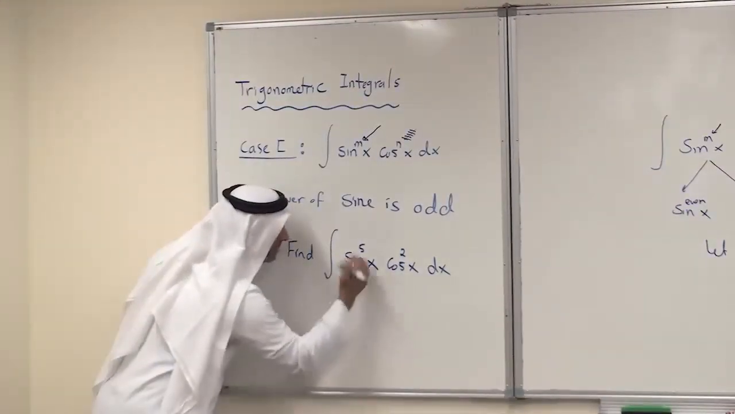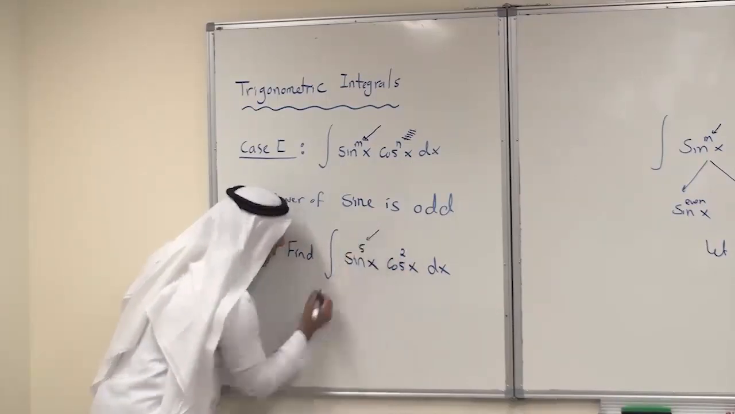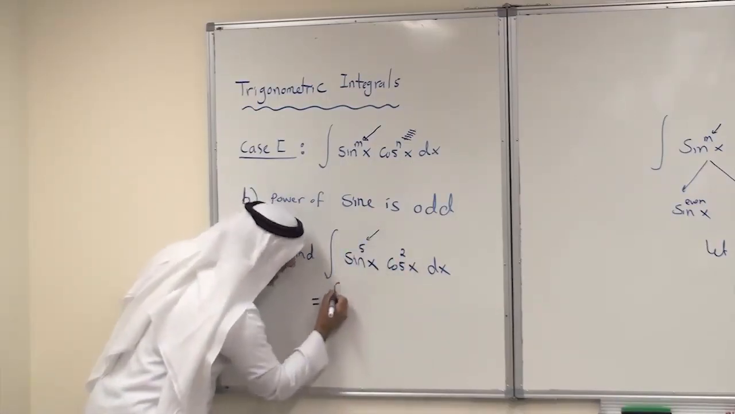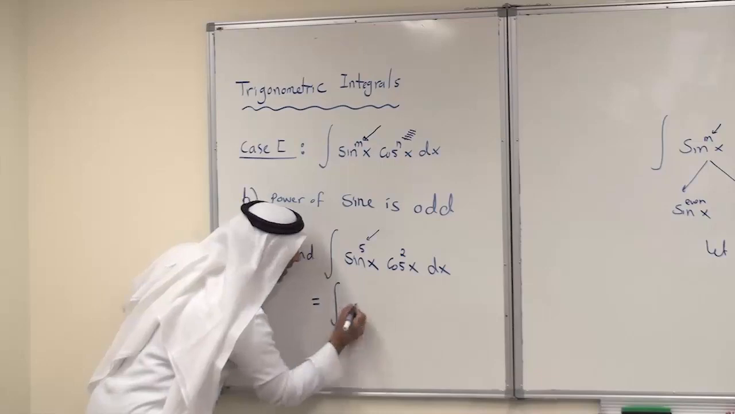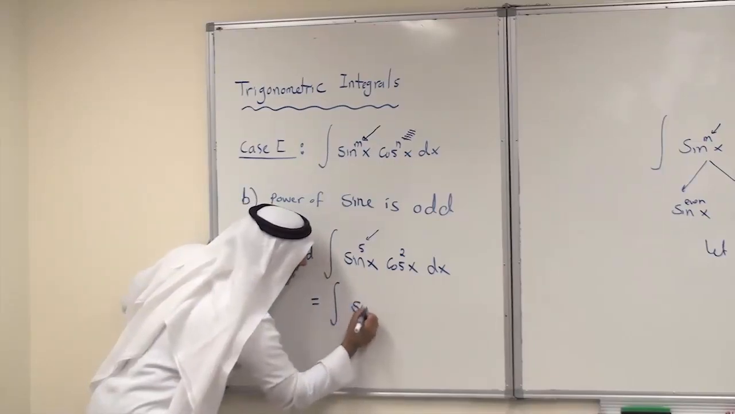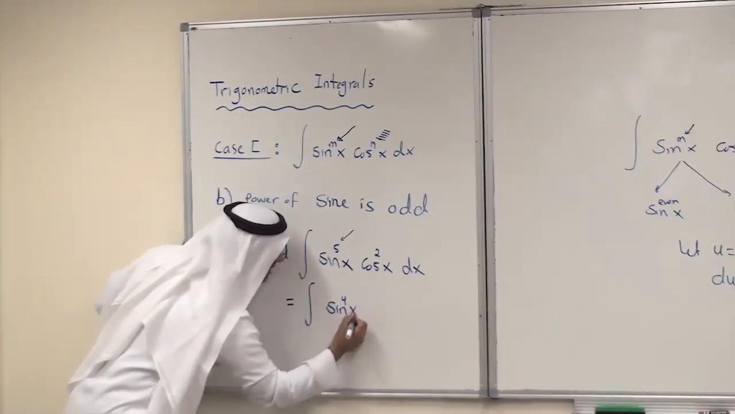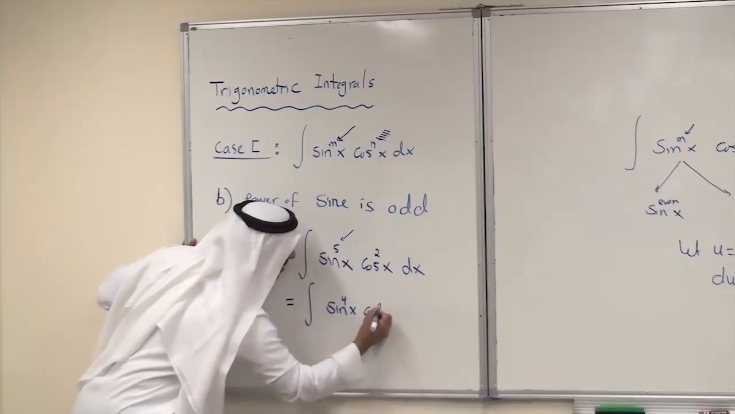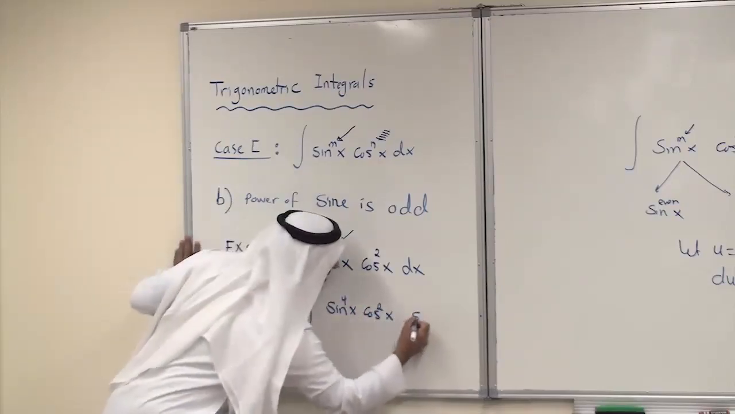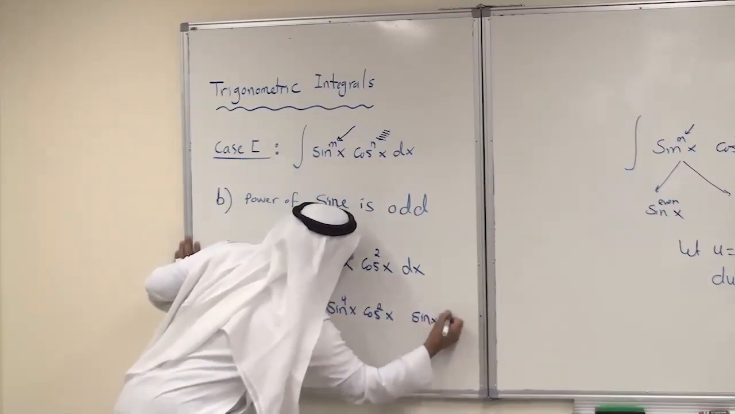First, we classify that this is an odd power, so the strategy says if you have this case, you can always do the following. You can separate one sine function, so this will be sine to the power 4 of x times cosine squared of x. You are saving one sine of x dx to the end, okay?